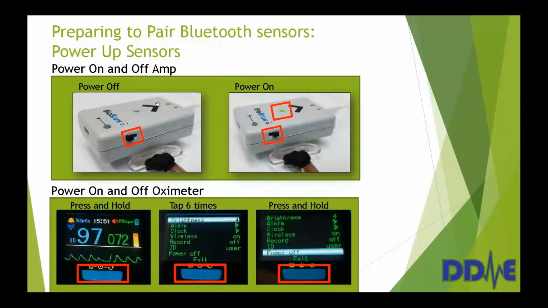This page here is kind of showing you how to turn the amp on and how to turn the oximeter on. The turning the amp off is you just flip the switch down. On the oximeter, however, it's a little bit more to it. We don't want people turning the oximeter off by accident, so there's an extra step to prevent that unintended consequence. So to turn the oximeter off, you press and hold the blue button, and then there's a menu there. You tap the blue button 6 times to where power off is highlighted, and then you press and hold again.